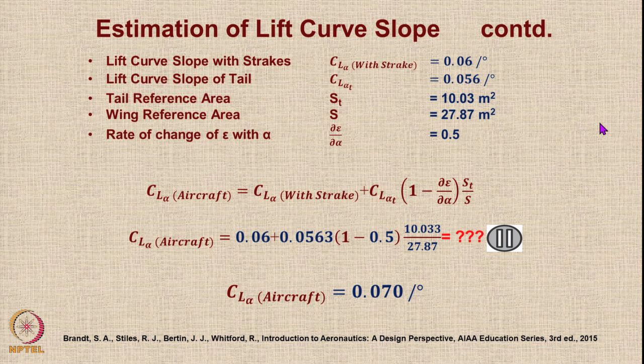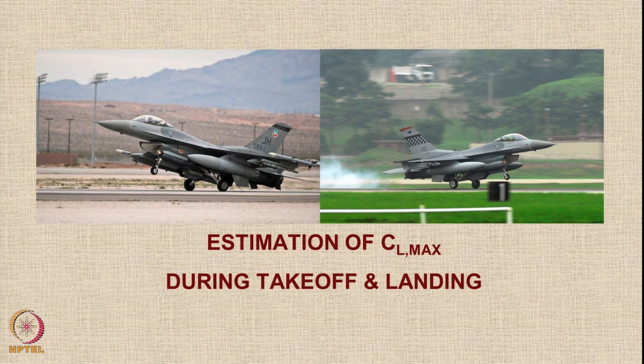Now, we are ready to do the estimation of the CL max of this aircraft during takeoff and landing. Takeoff is shown in the figure on the left, and landing is shown in the figure on the right. If you notice carefully, the angle of the aircraft both during takeoff and during landing seems to be very similar. So, this is actually the maximum usable angle of the aircraft.